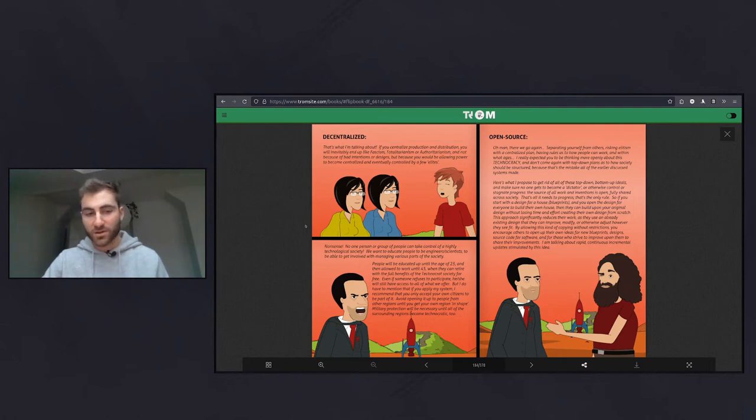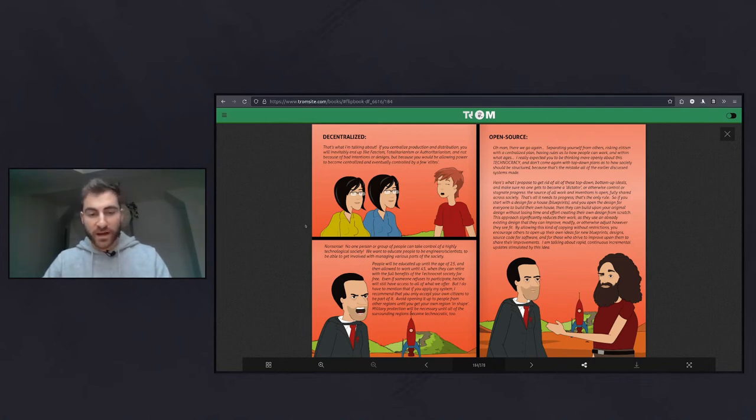No one person or group of people can take control of a highly technological society. We want to educate people to be engineers, scientists, to be able to get involved with managing various parts of the society. People will be educated up until the age of 25 and then be allowed to work until 45, when they can retire with the full benefits of the technocrat society for free. Even if someone refuses to participate, he or she will still have access to all of what we offer.